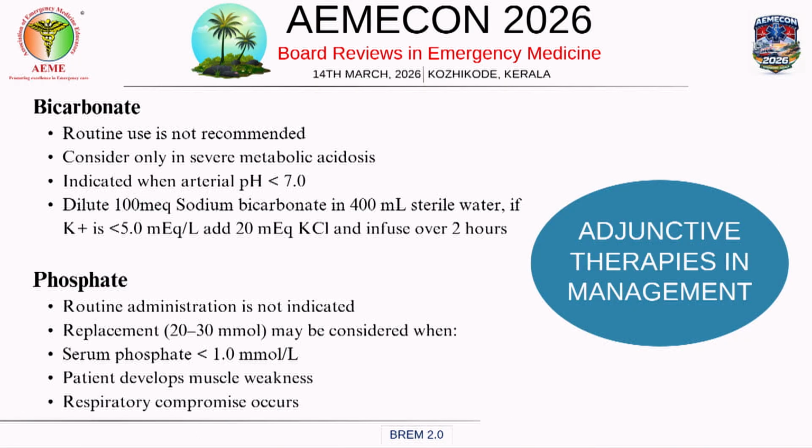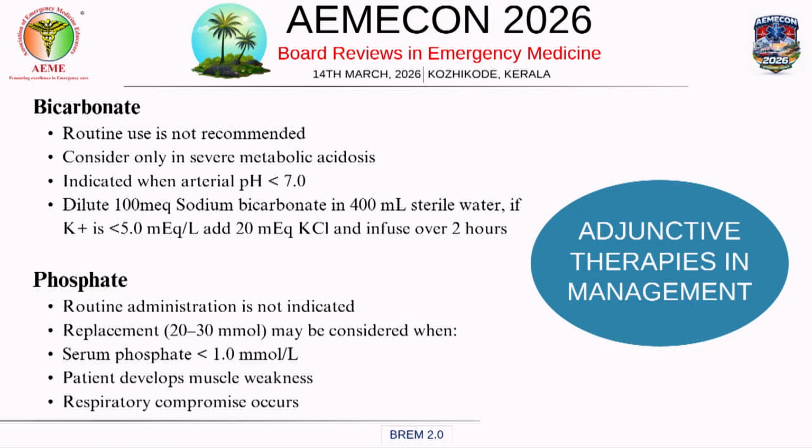The adjunctive therapies in the management include bicarbonate. Will we give it to all the patients? There is a definite criteria. If the pH is less than 7, you can consider supplementing bicarbonate. It is to be given as 100 milliequivalents in 400 ml of sterile water, and that has to be infused over 2 hours. Bicarbonate push is not recommended. Infusion over 2 hours is what is recommended.